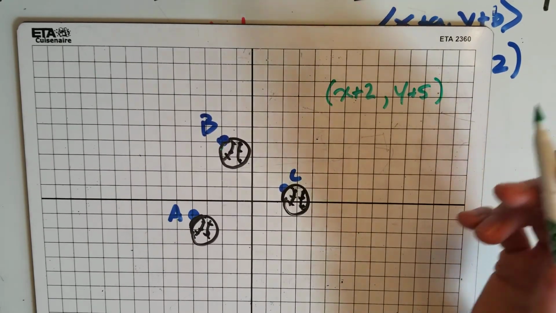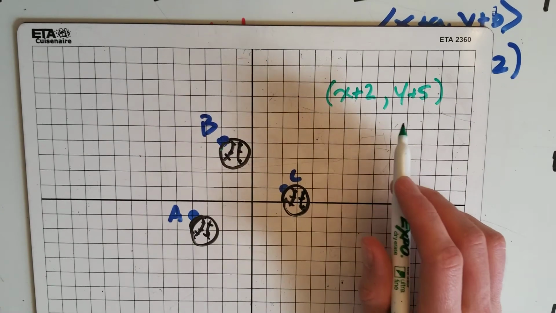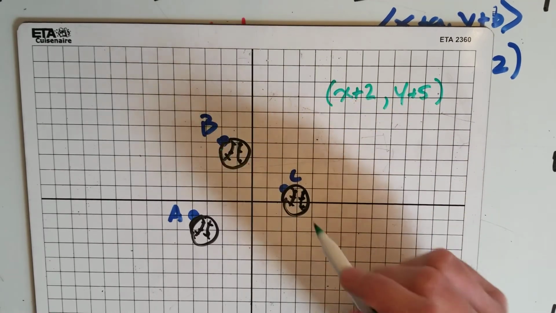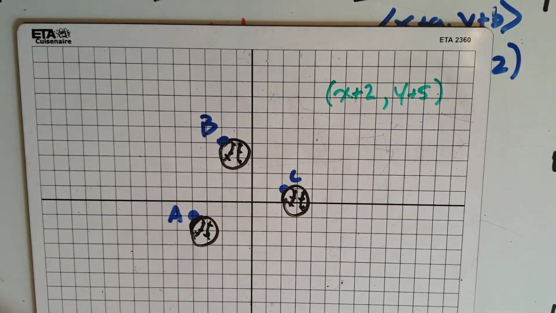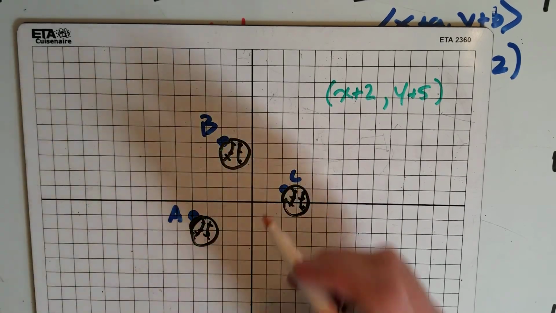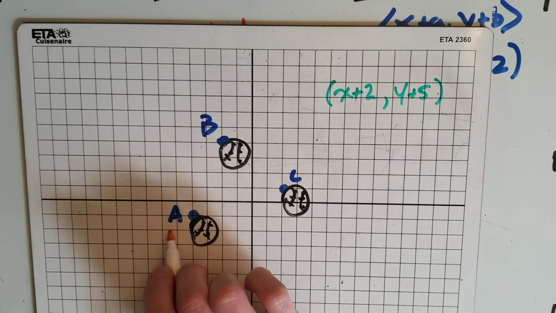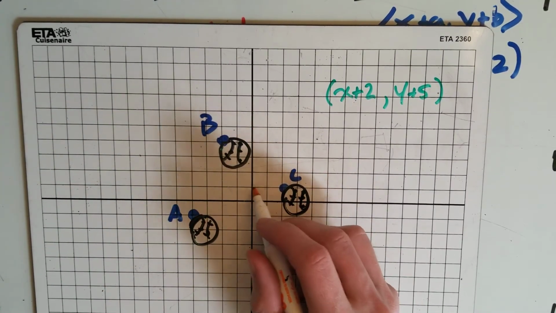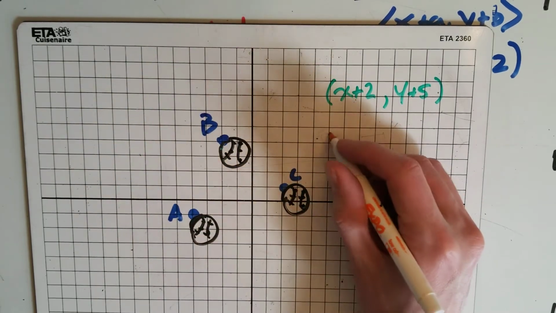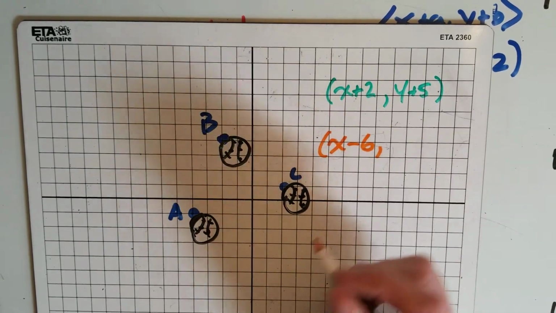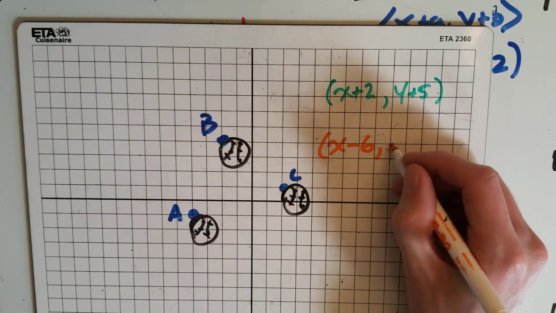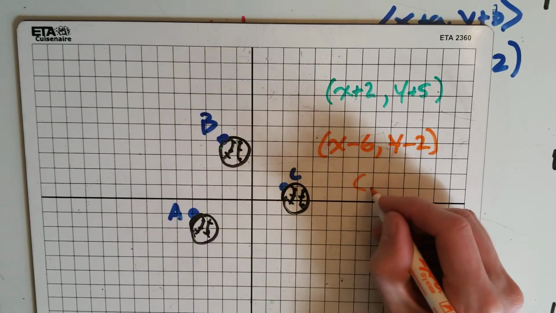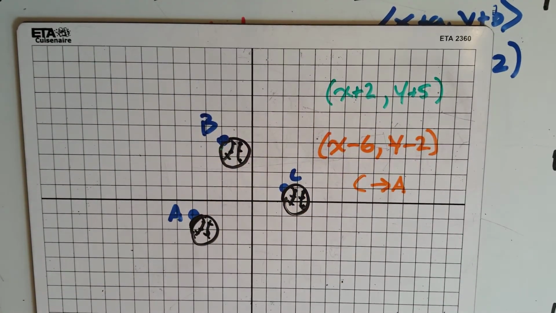Alright, that was the first one. For our second one, we want to figure out the translation going from C to A. We'll do this one in orange. Going from C to A, C is your pre-image and A is your image, meaning you're starting at C and finishing at A. We're going to go 1, 2, 3, 4, 5, 6 to the left. Since we're going to the left, we say x minus 6. And we're going to go down 2, so it would be y minus 2. So this would be going from C to A, whereas the green was going from A to B.